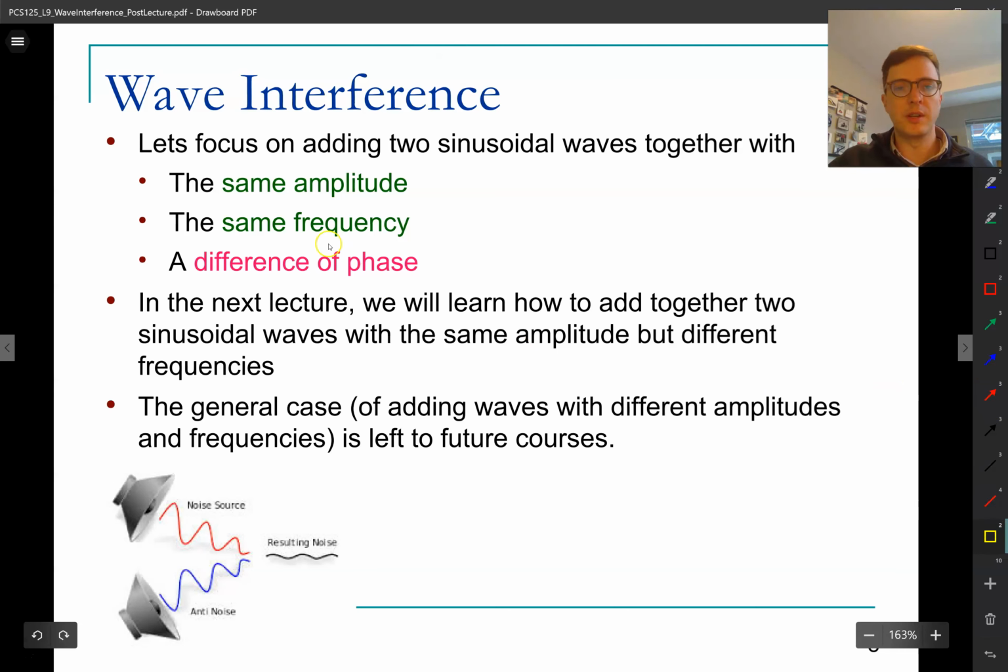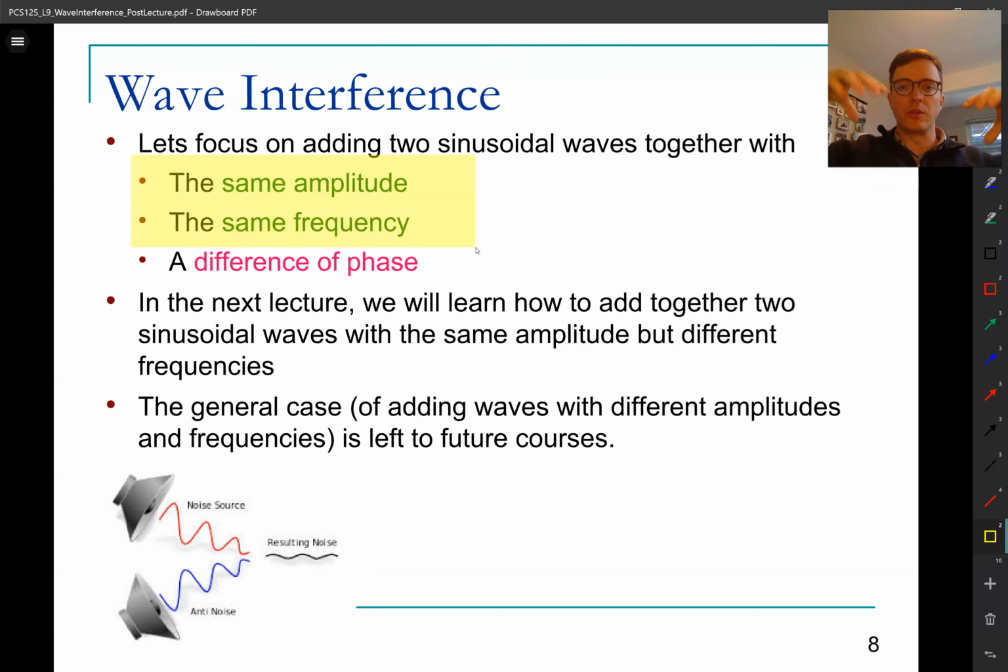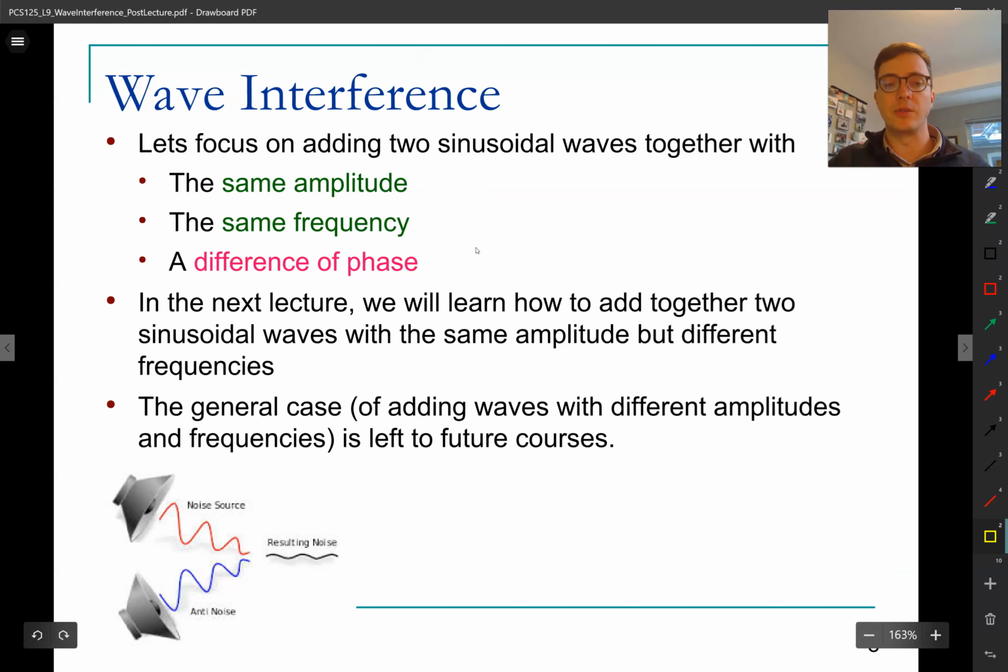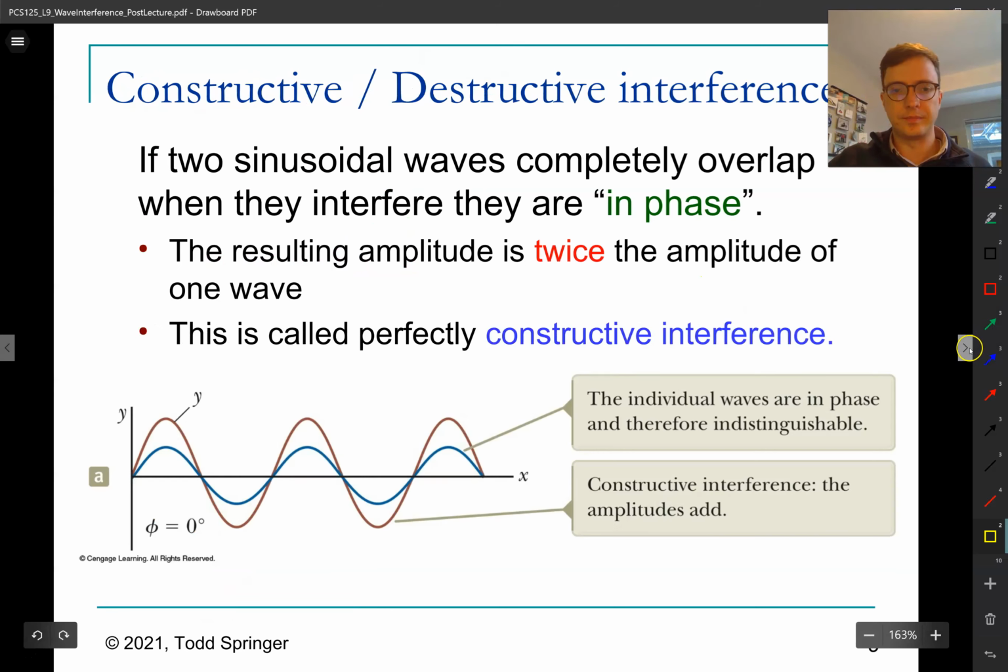So what we're going to focus on now is two waves. They have the same amplitude, they have the same frequency, but they could be shifted relative to each other. So there could be a phase difference between the two waves. What happens when they add up or they encounter each other? Before I show you the general case, we're going to talk about two specific cases.